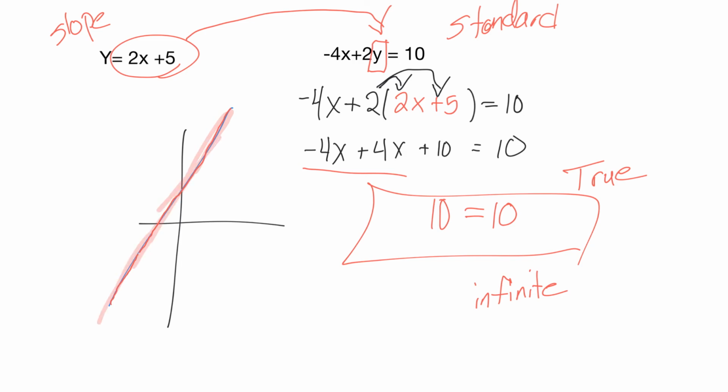Now, if I'd done this problem and at the end of it I got something like 4 equals 10, you should also remember what that means. That's a problem with no solutions. So, just like before, we can get one solution, we can get infinite, or we can get no solution depending on what we get. Try a couple problems today. Let's see how we do.